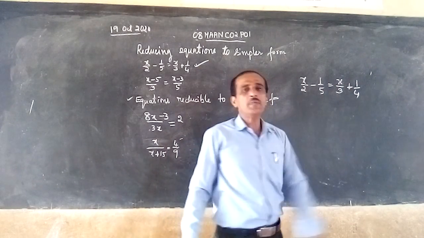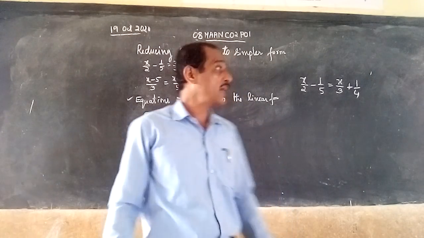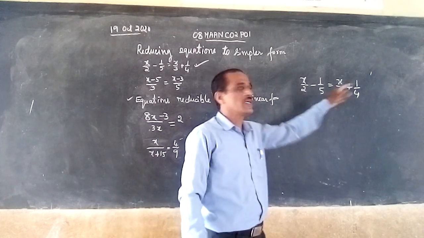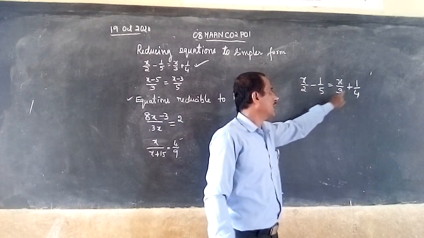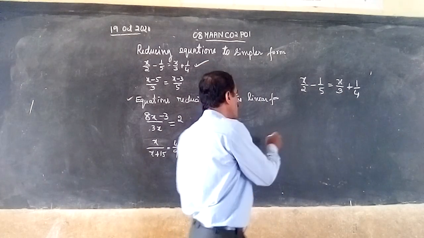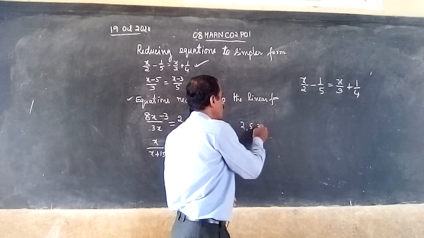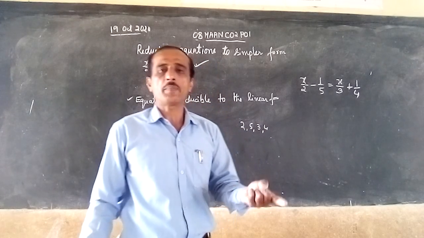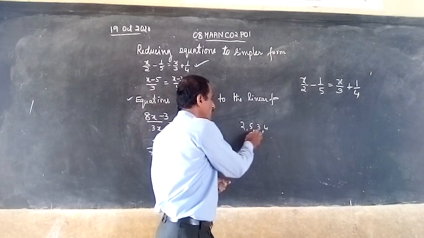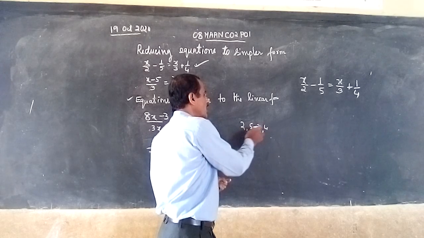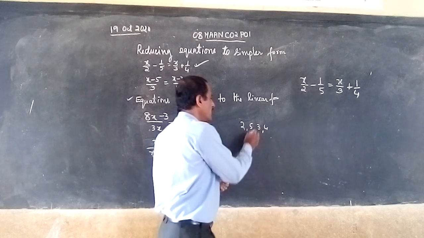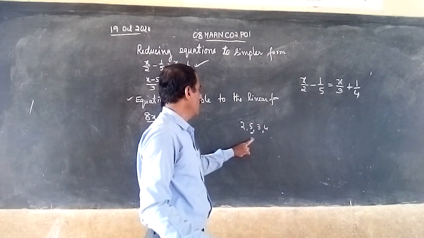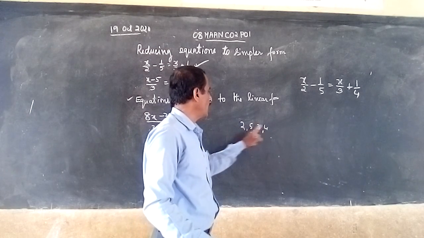See here, in the denominators there are a few numbers. So you have to find the LCM of the denominators 2, 5, 3 and 4. What is the LCM of 2, 5, 3 and 4? LCM means it is a greater number or its multiple. 5 is the greatest number here, but you can't divide 5 exactly by the other 3 numbers. The next multiple of 5 is 10, but you can't divide by 3 and 4. Then the next multiple, 15, you can't divide by 2 and 4.